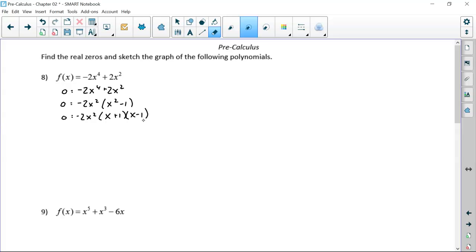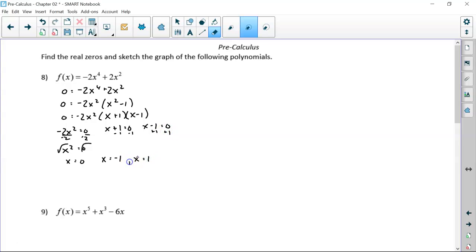So that's fully factored. Now our zeros: we set each factor equal to 0. -2x squared equals 0, x plus 1 equals 0, and x minus 1 equals 0. Divide both sides by -2. x squared equals 0, take the square root, x equals 0. Subtract 1, x equals -1. Add 1, x equals 1. So we ended up with 3 zeros for that graph.